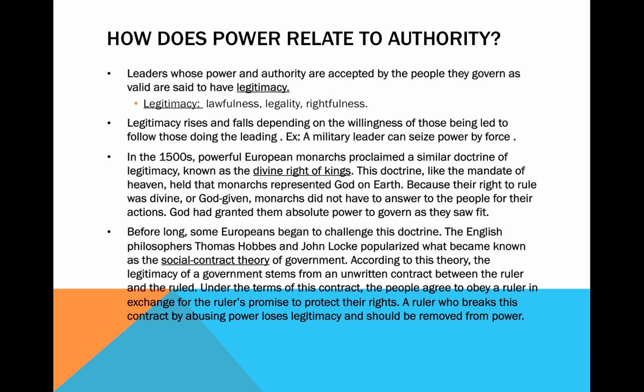Under the terms of the contract, the people agree to obey a ruler in exchange for the ruler's promise to protect their rights. And a ruler who breaks the contract by abusing their power will lose their legitimacy and will be removed from power. Another example of this is the French Revolution and King Louis XVI.